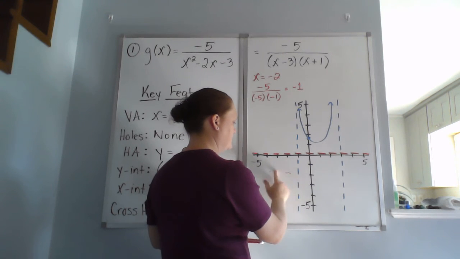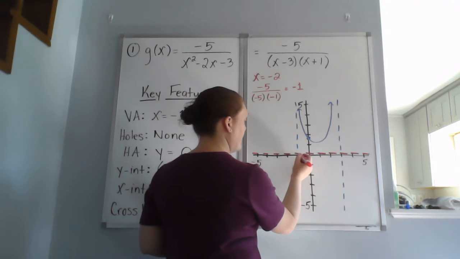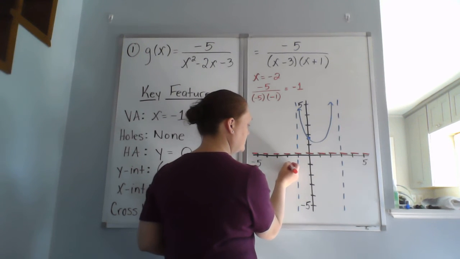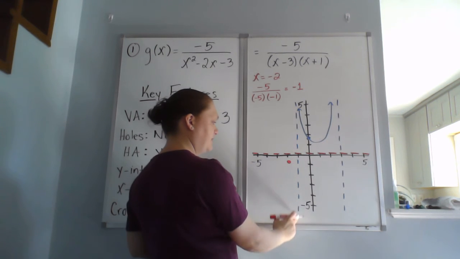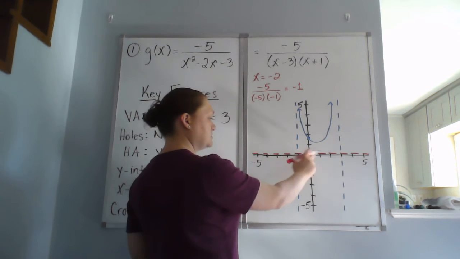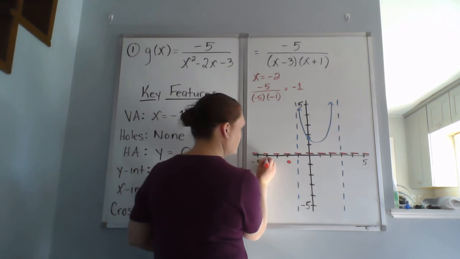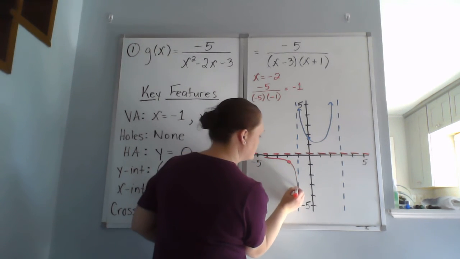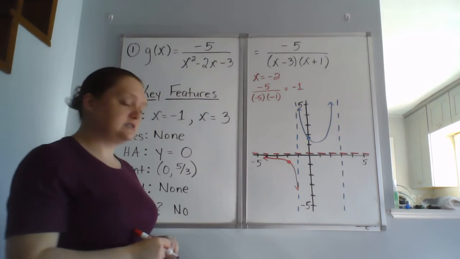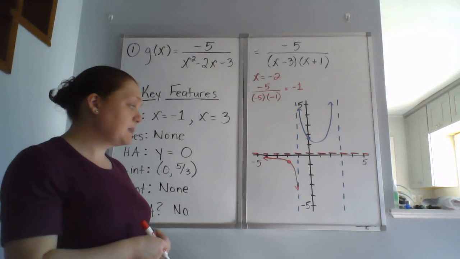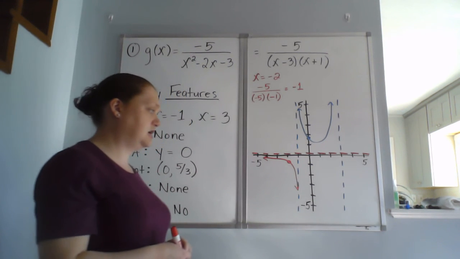So I'm going to get rid of this information right here. I'm going to plot my point, which is going to be over at -2, -1. Now I know I have to approach the vertical asymptote. I have to approach the horizontal asymptote. I cannot touch either one of them in this particular problem. So it's going to look something like this. Okay. So it's going to stay below the HA the entire time. It's going to approach the VA and not touch it. It's going to approach the HA and not touch it.